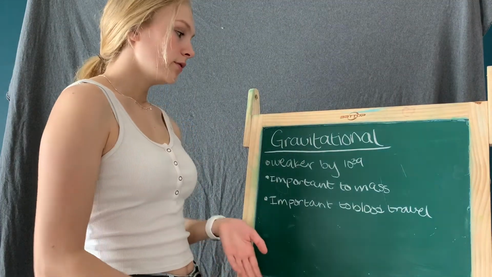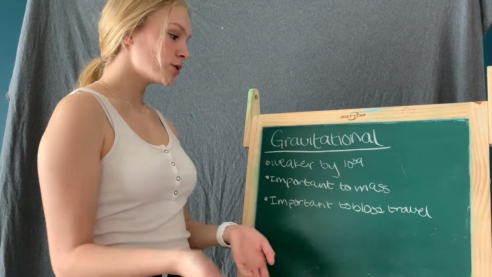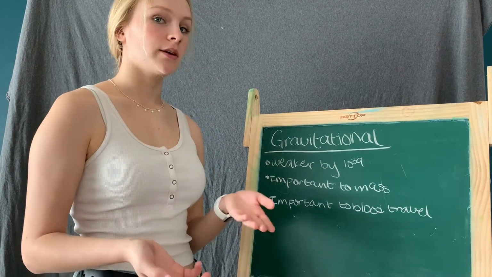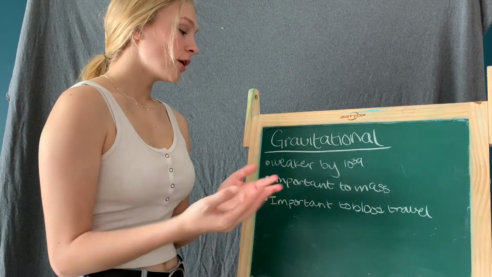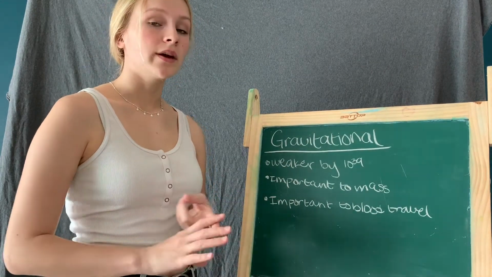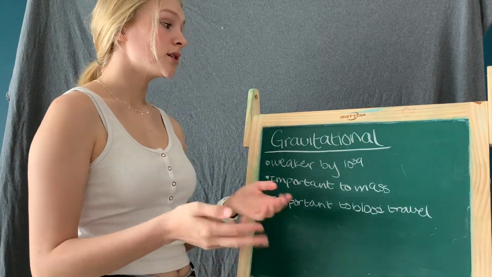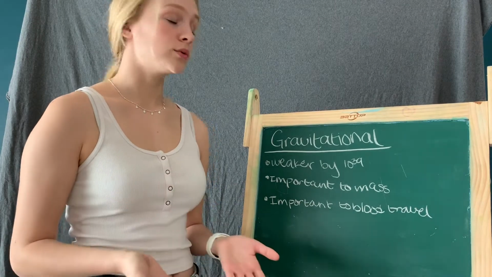Another important force on the body is the gravitational force, which of course is definitely weaker than the electrical force in our muscles by 10 to the 39th. Gravitational force is important to our mass and the way that our blood travels around our body, and especially to the formation of our bones.